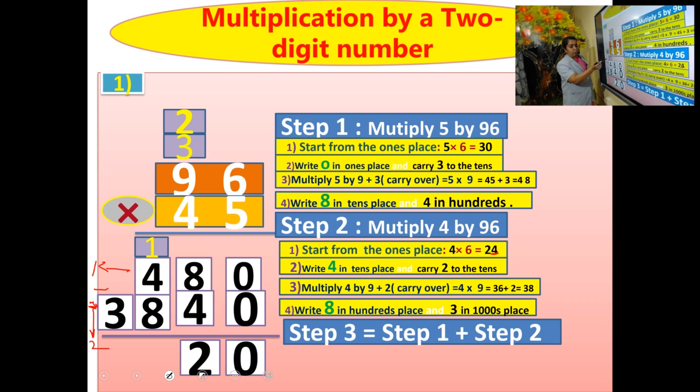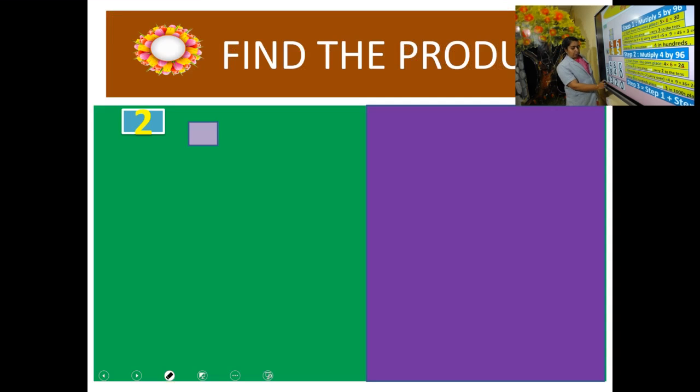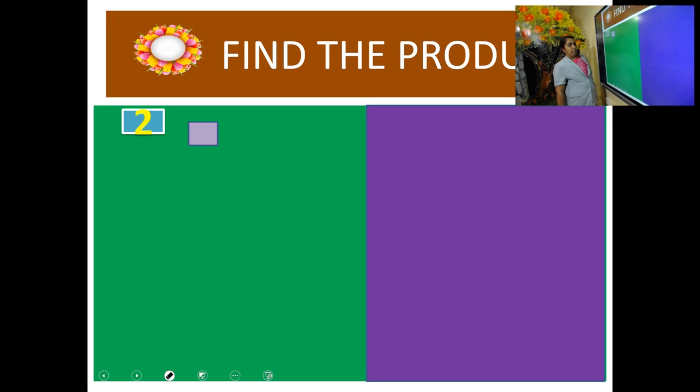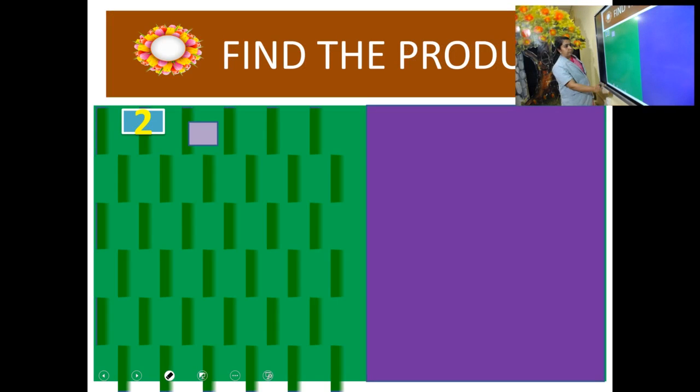Clear? Then you have to add 4 plus 1 plus 4, 5. 5 plus 8 is 13. Then 3 in the hundreds place, 1 as the carryover. Is it clear? Then what is the next step? Add 3 plus 1. 3 plus 1 is 4. So what is your answer? How much did you get? 4,320.